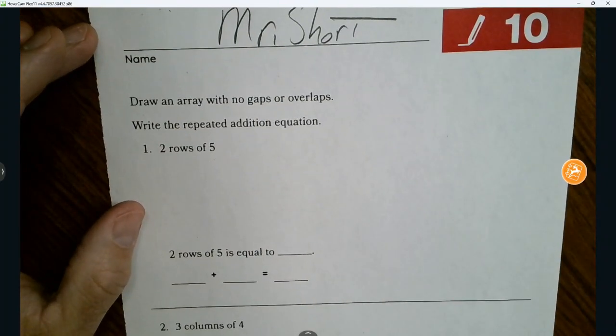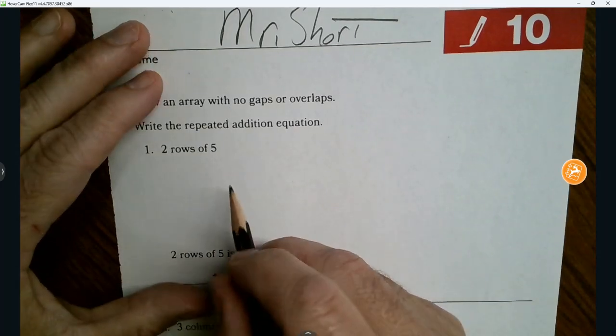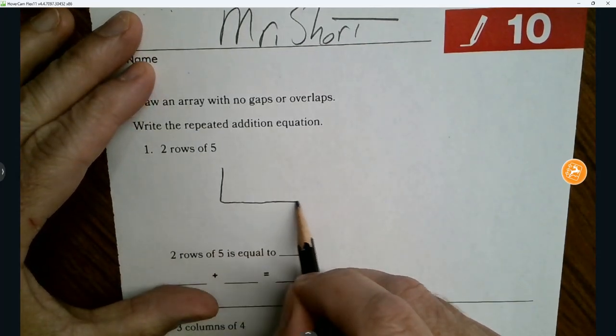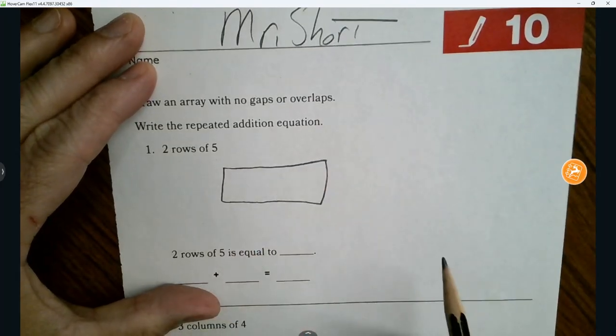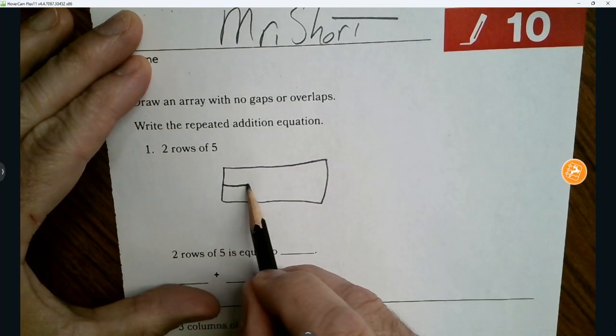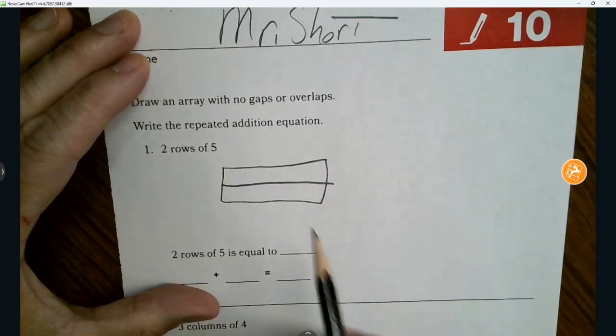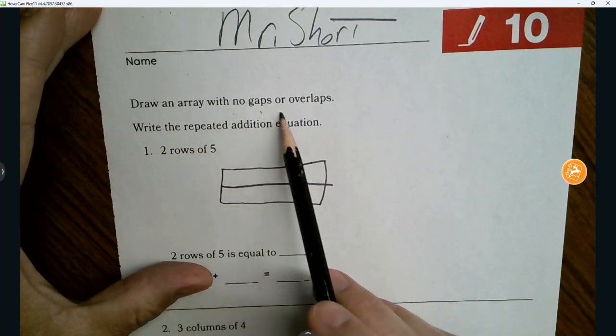Draw an array with no gaps or overlaps. All right. Write the repeated addition equation. So 2 rows of 5. So easiest way I found for this one, make a big rectangle. We want 2 rows. So make that rectangle split in half. Ready? Because it says no gaps or overlaps.